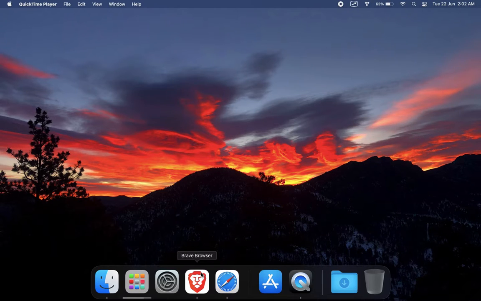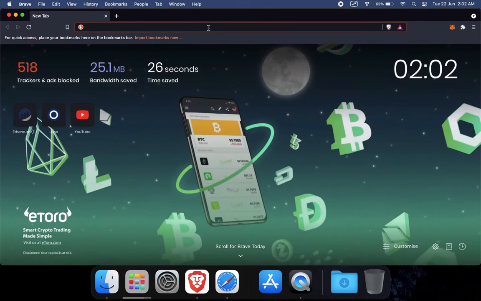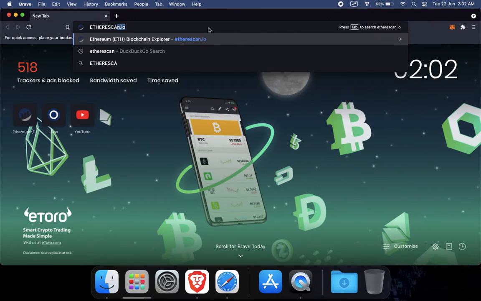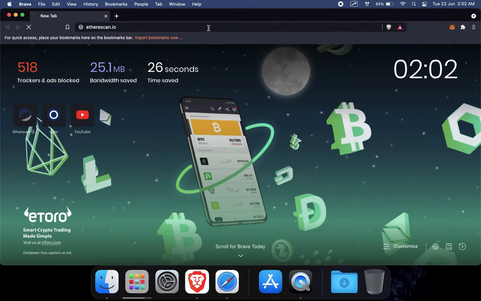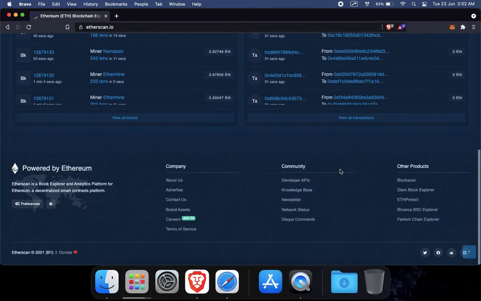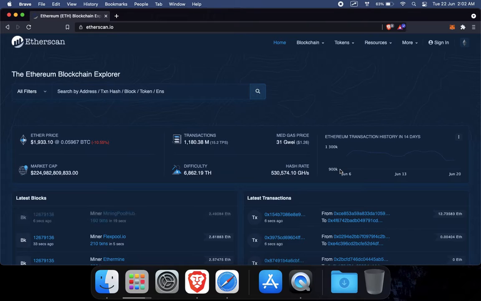Welcome to a very rough tutorial. We are going to be looking at Etherscan, etherscan.io. I'm going to bring you guys through and briefly explain everything there is for a beginner to know. So, this is Etherscan. What is Etherscan?